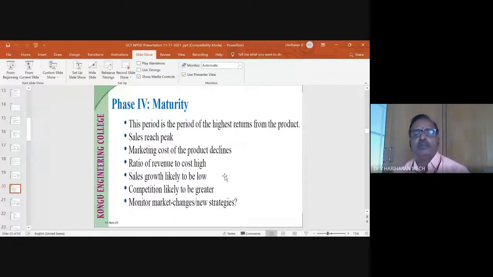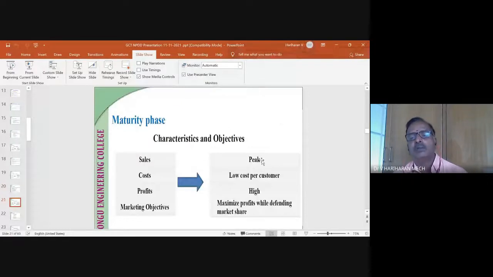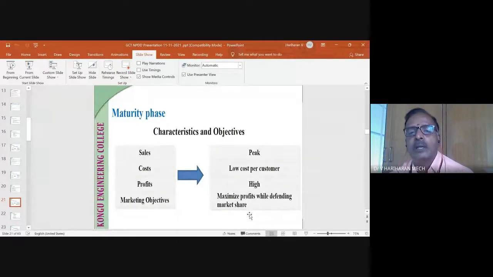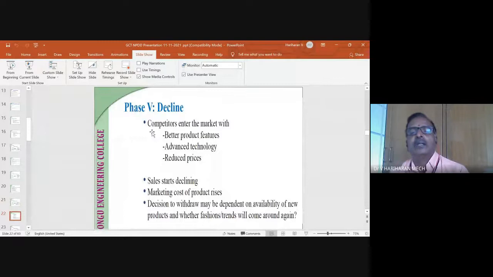Then the maturity phase characteristics and objectives: sales are at peak, low cost per customer, and a higher profit. The marketing objective is to maximize profit while defending market share. Okay, then finally, decline. Why is your product going to decline? The reason is competitors enter the market with better product features, advanced technology, and reduced cost. Cost is less. So these are the three different factors why your product is going to decline.